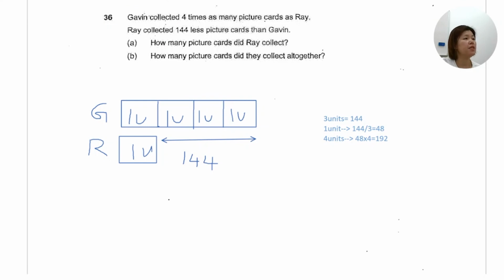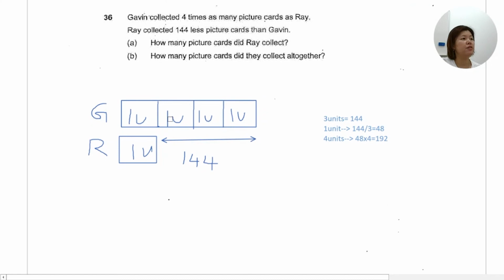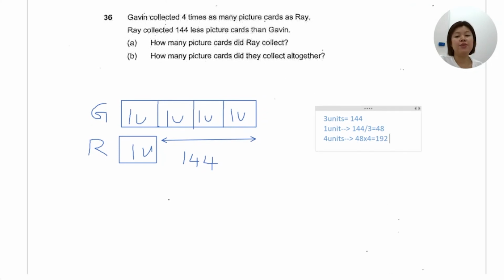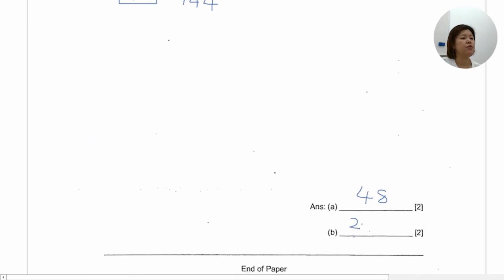Sorry, I made a mistake. It's actually 5 units. Give me a moment. Let me erase this. I only found my Gavin. Okay, so let's move on. It's okay. I will take 192 plus my Ray, which is 48, equals 240. Okay, so the total picture cards is 240.